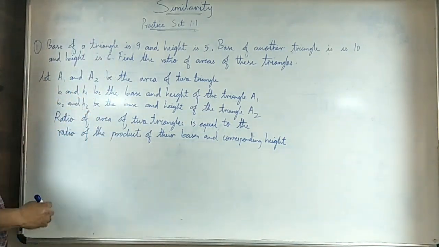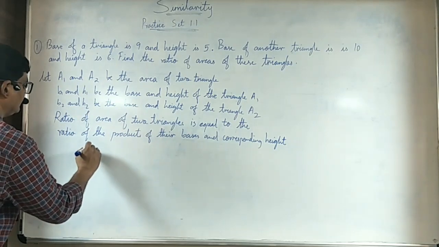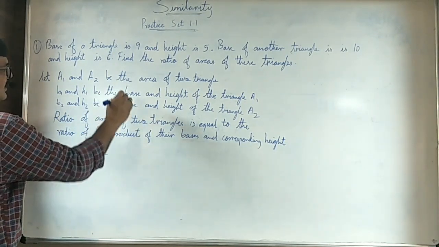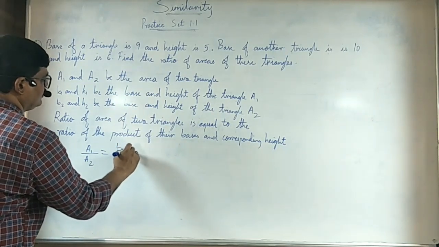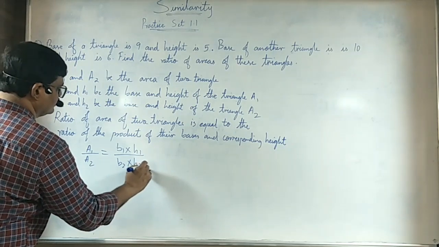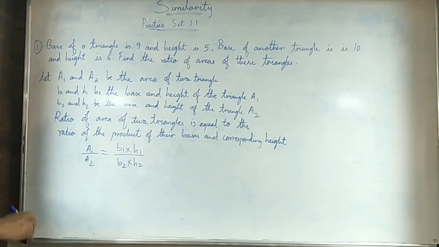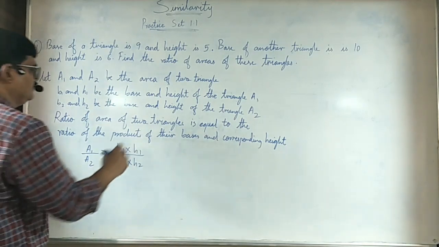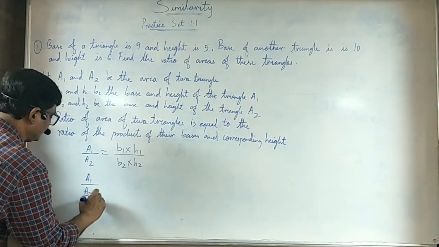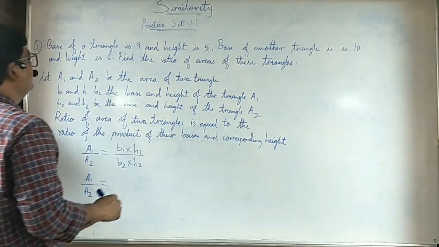So what is the ratio of the areas of two triangles? That is A1 upon A2 is equal to B1 into H1 upon B2 into H2. It's a very simple sum, very easy sum. Then what we have to do is substitute their values. We have to find the ratio of the areas of the two triangles, so we'll keep it as it is.